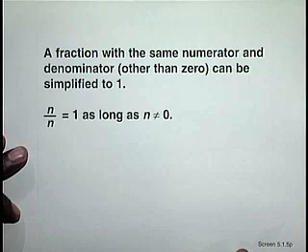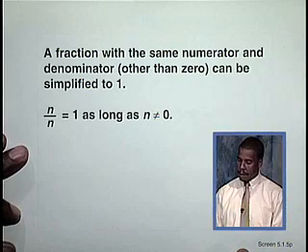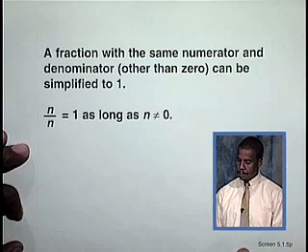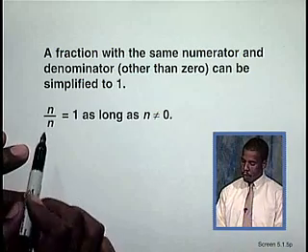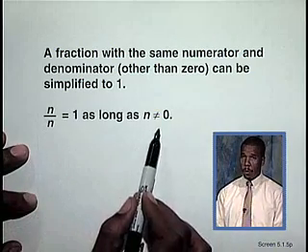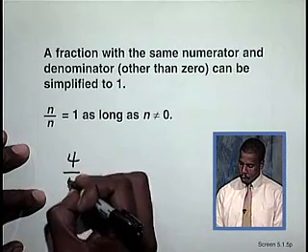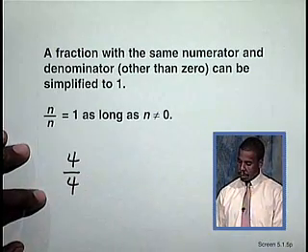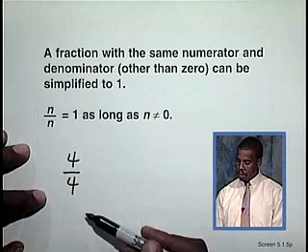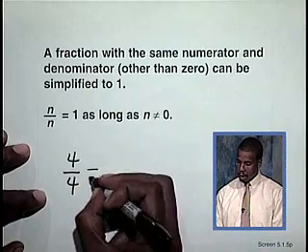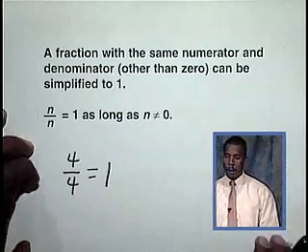Let's look at one more rule involving simplifying fractions. A fraction with the same numerator and denominator other than 0 can be simplified to 1. Again, we show it here: n over n equals 1 as long as n is not equal to 0. An example of this would be a fraction such as 4 over 4. In this case, we have the same numerator and denominator, so this fraction can be simplified to equal 1.